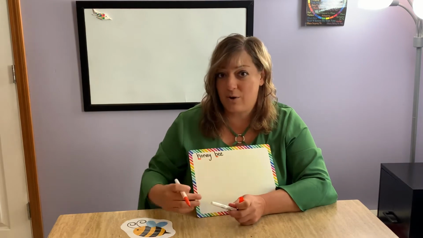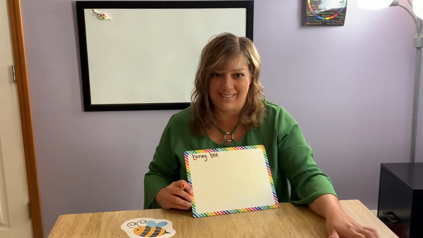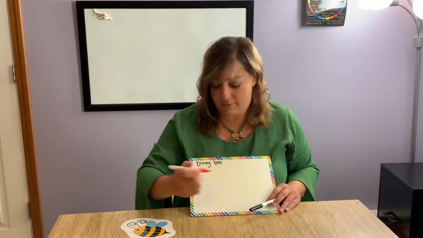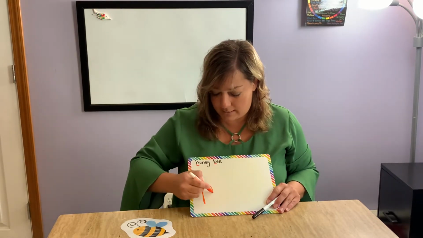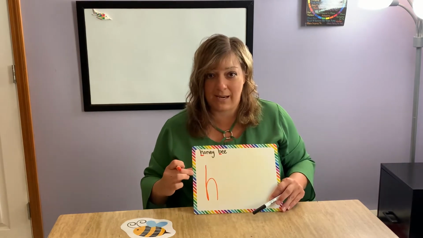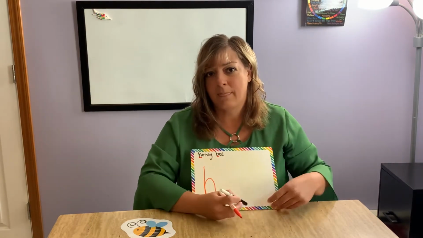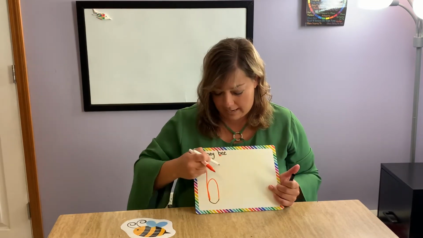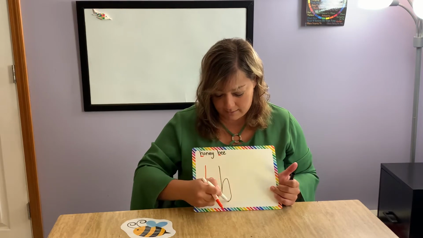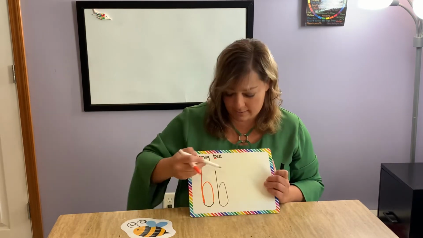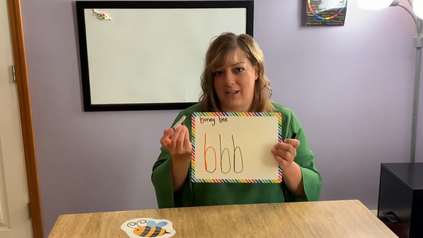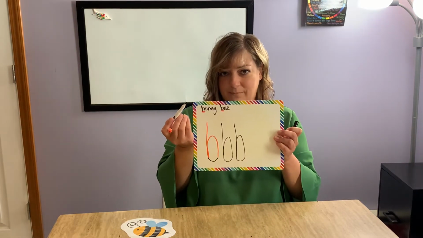Now this strategy only works if your child knows which way the letter H faces. So for the letter H, we have the line down and the hump over, and that's the beginning form of a letter B. All we have to do is swing that H back around and we have the letter B. So we have a honey bee. We start with the H, honey, and swing it back around to turn it into the letter B.